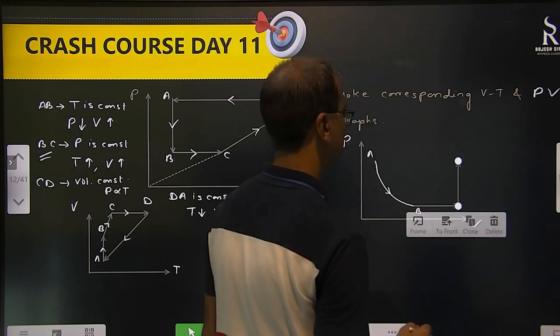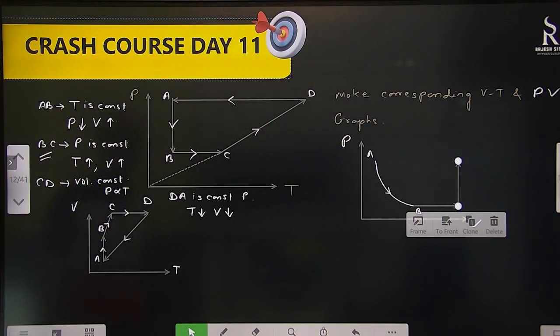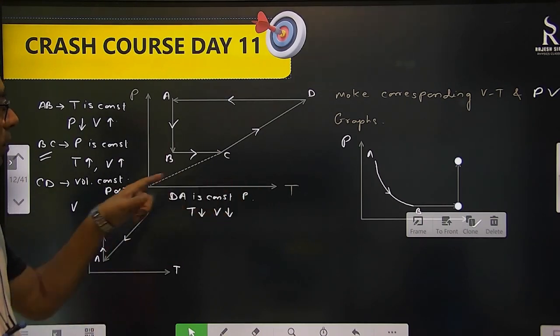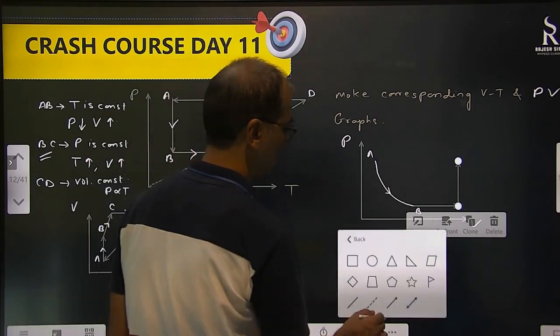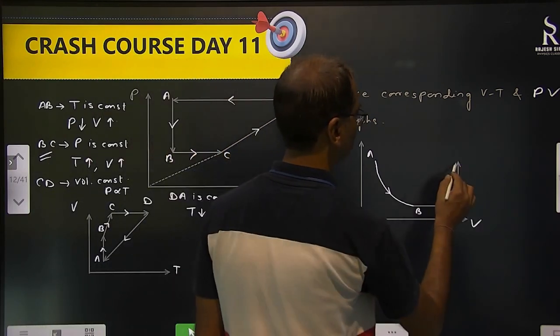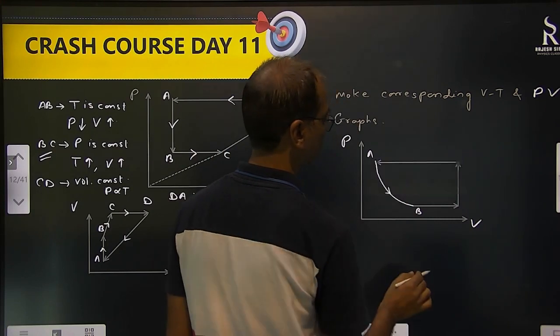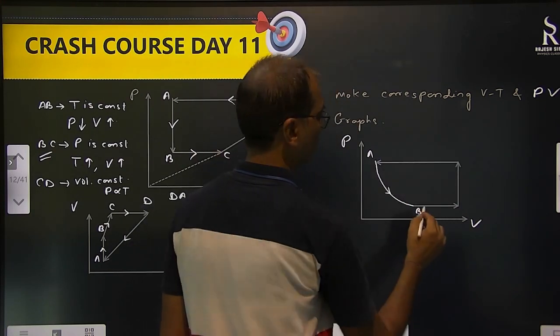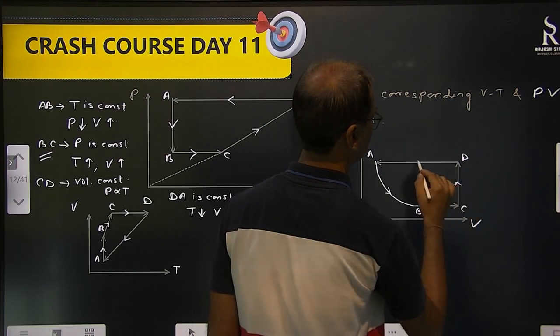Okay, like this. Then what? Finally, DA is what? Constant pressure. Okay, then we have to connect it directly with volume decreasing. And that was easy. Okay, that's it. So AB, this is BC, this is CD, and this is DA.